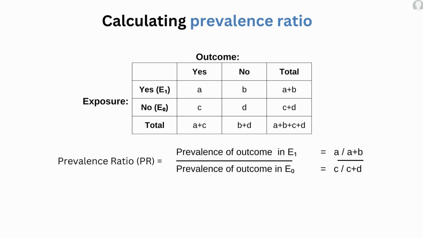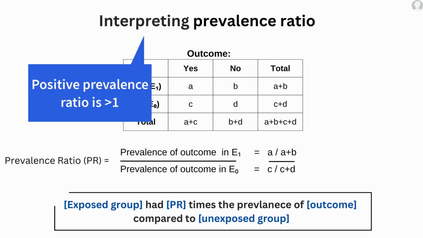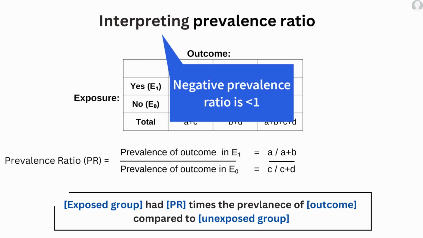Prevalence ratio is calculated by dividing prevalence of the outcome in the exposed group by the prevalence of the outcome in the unexposed group. Prevalence ratio is interpreted as the number of times higher or lower the outcome is in the exposed group relative to the unexposed group. This generic interpretation sentence works for positive and negative prevalence ratios. Remember, the baseline for a prevalence ratio is 1, so a positive prevalence ratio is above 1, and a negative prevalence ratio is below 1, so it's a decimal 0 point something, but would not have a minus sign in front of it.